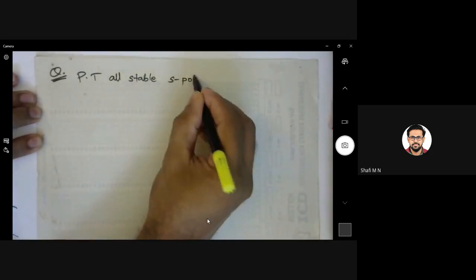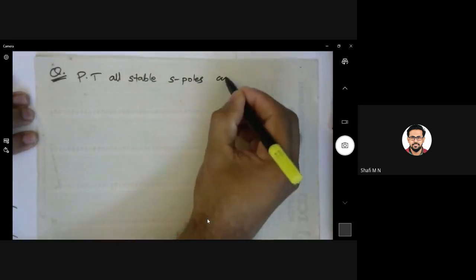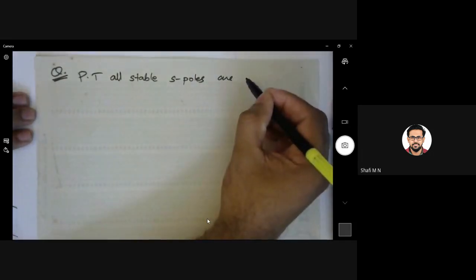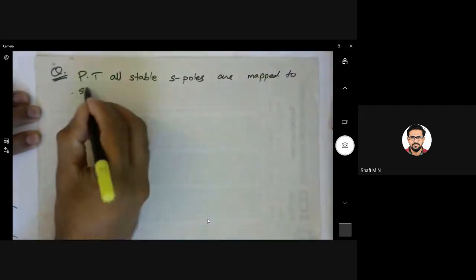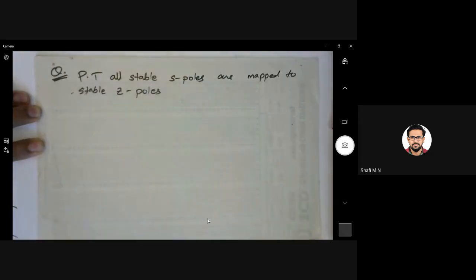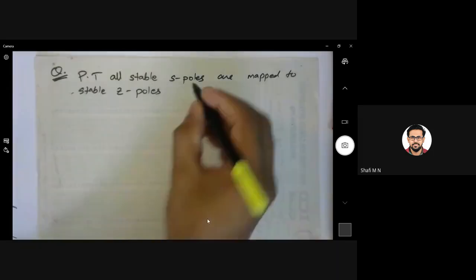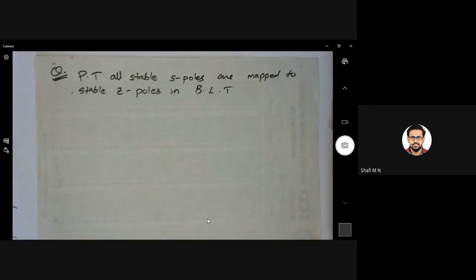S-plane poles, prove that all stable S-plane poles are mapped to stable Z-plane poles in bilinear transformation. So that's the question. You have to prove that all stable S-plane poles are mapped to stable Z-plane poles.